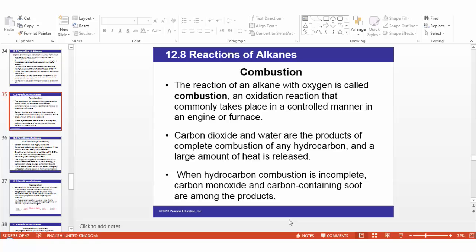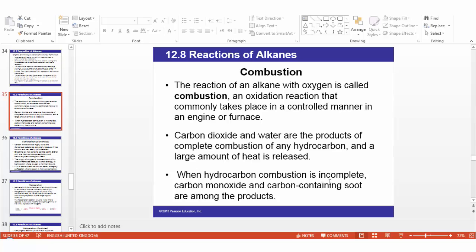Section 12.8 Reactions of Alkanes. There are two general types of reactions. One is called combustion. The reaction of an alkane with oxygen is called combustion, an oxidation reaction that commonly takes place in a controlled manner in an engine or furnace. All combustion reactions are exothermic, which means heat is released, and all of them produce carbon dioxide and water, and they are spontaneous.